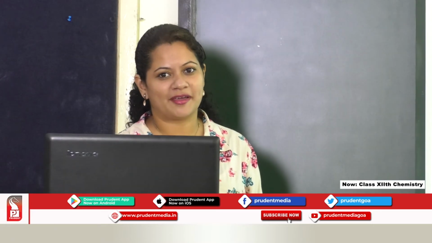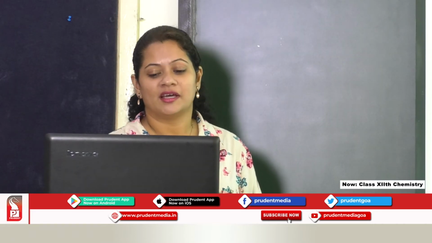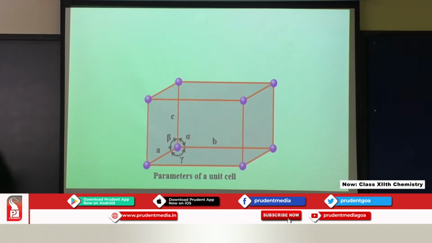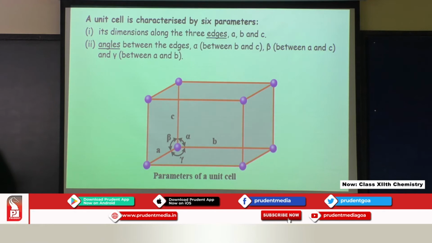We now come to the parameters of a unit cell. A unit cell is characterized by 6 parameters, that is 3 edges a, b and c, and the angles between these edges, that's alpha, beta and gamma.